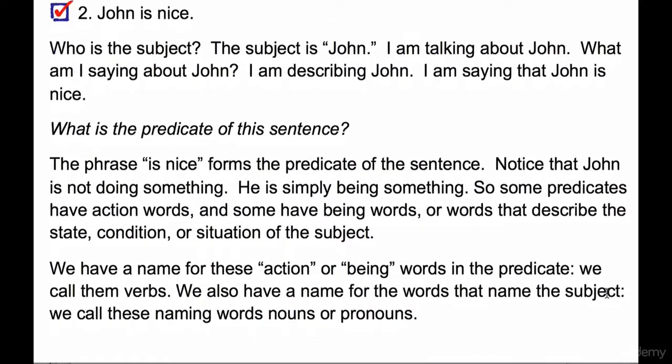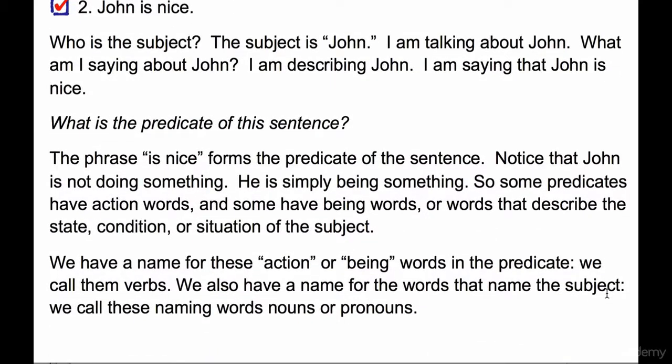Let's look at another example. John is nice. Well, who is the subject? The subject is John. I'm talking about John. What am I saying about John? I am describing John. I'm saying that John is nice. John is not doing something now. John is being something. I'm describing John.